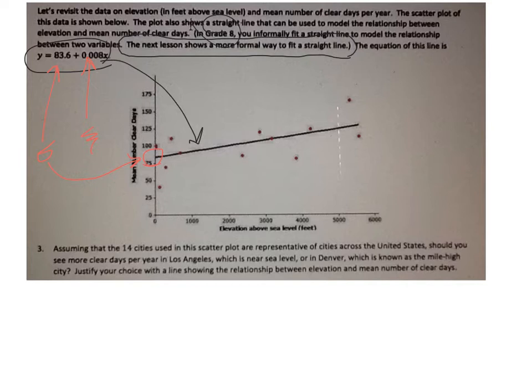Assuming that the 14 cities used in this scatter plot are representative of cities across the United States, should you see more clear days per year in Los Angeles, which is near sea level, or in Denver, which is known as the Mile High City? Justify your choice with a line showing the relationship between elevation and mean number of days.